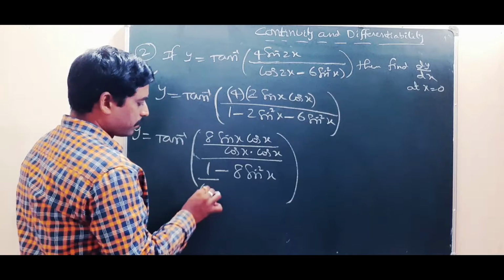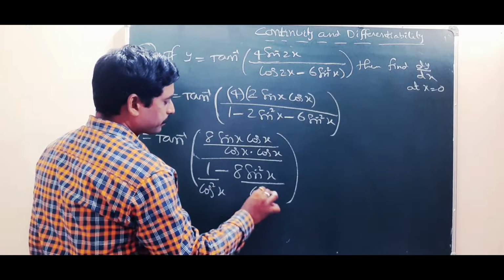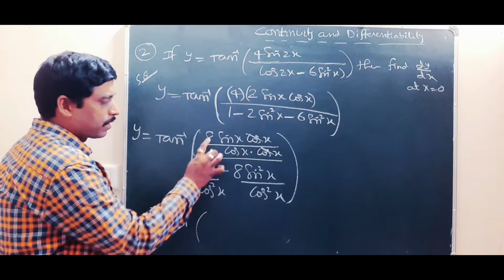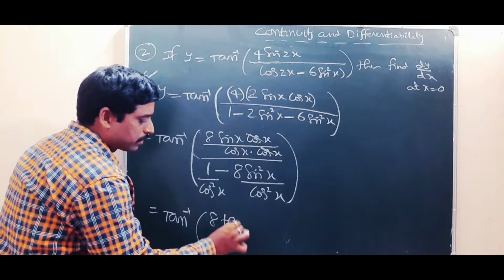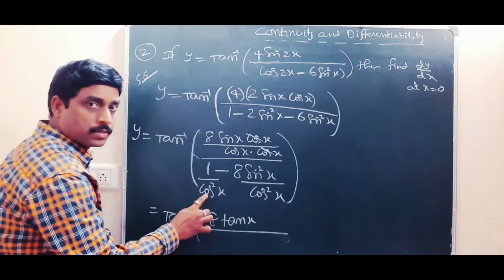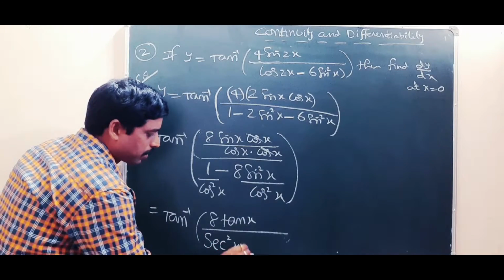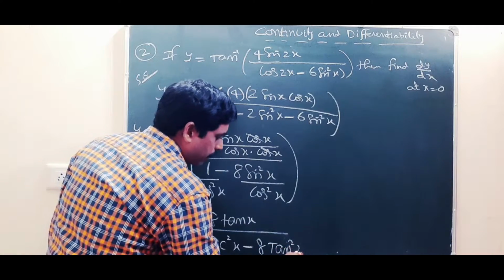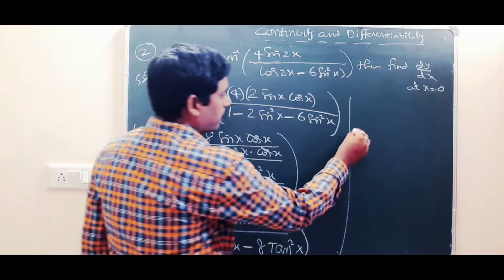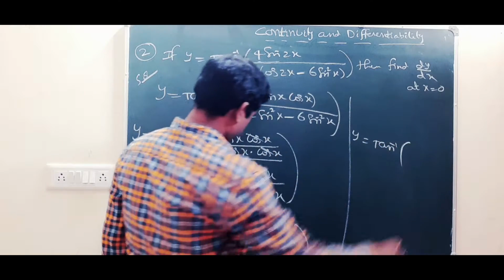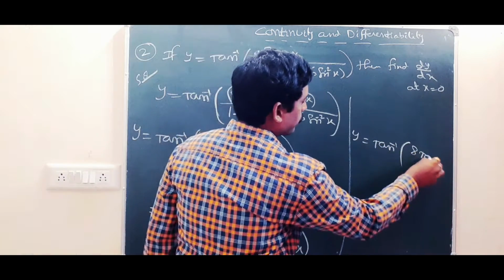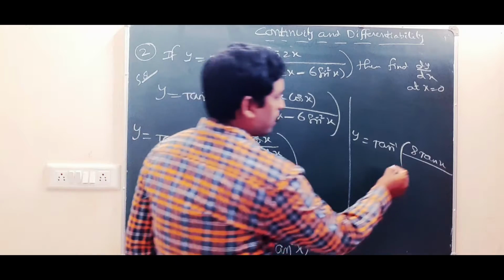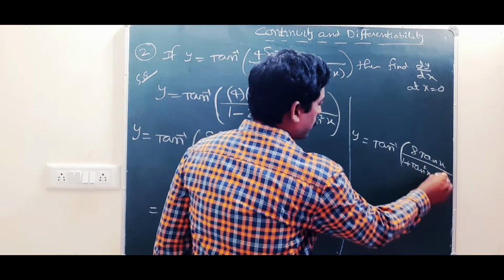as well as denominator, cos square x. One cos x gets cancelled. So tan inverse of 8 into sin x by cos x, this is 8 tan x, upon 1 by cos square x, which is nothing but secant square x, minus 8 times sin square x by cos square x, we get tan square x. Therefore y is equal to tan inverse of 8 tan x by, we have secant square x formula 1 plus tan square x, 1 plus tan square x minus 8 tan square x.